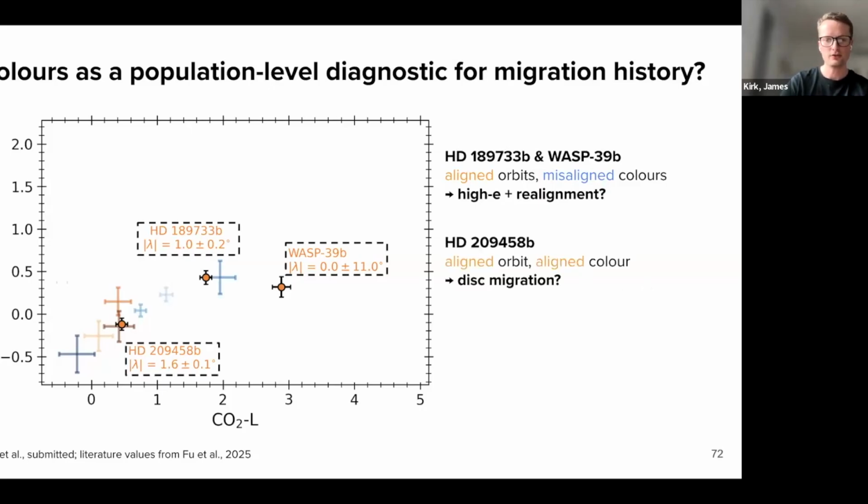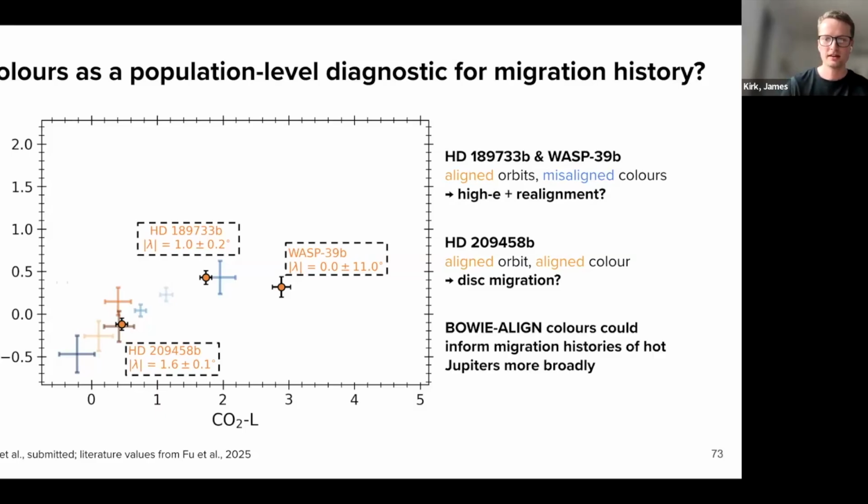While HD 209458b, on the other hand, has both an aligned orbit and a color that places it within the cluster of aligned Bowie-aligned planets, which means it could have just migrated through the disk and preserved a primordial alignment. Taken together, then, we can speculate that the Bowie-aligned colors could inform the migration histories of hot Jupiters more broadly.